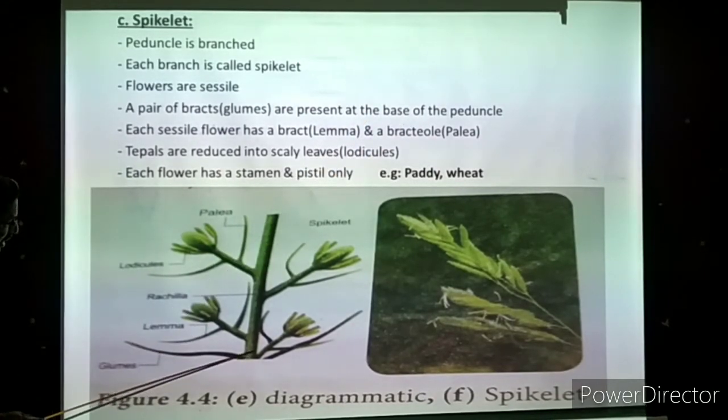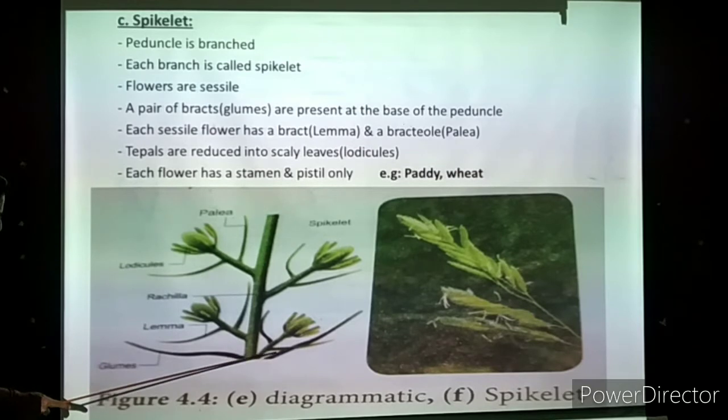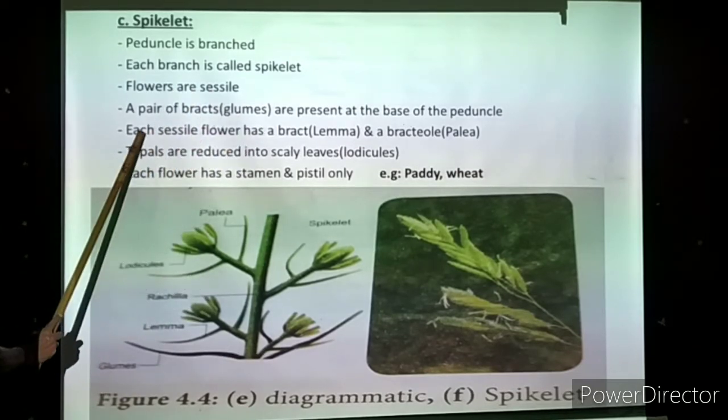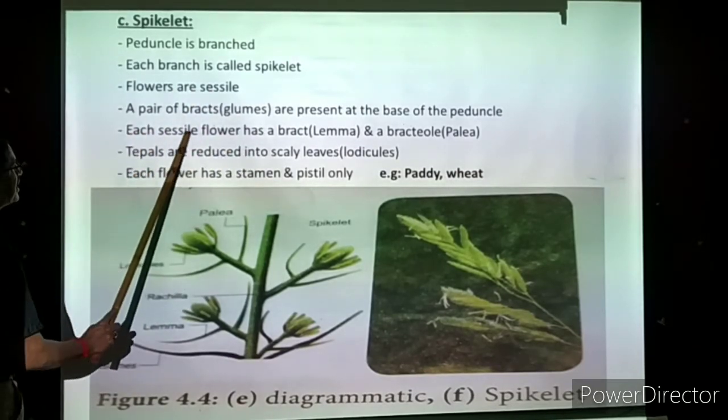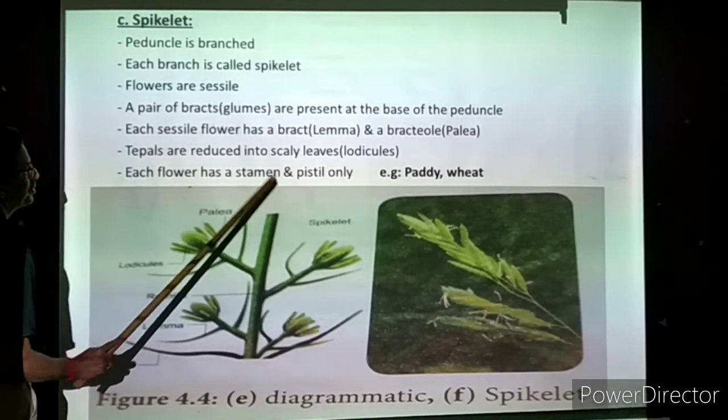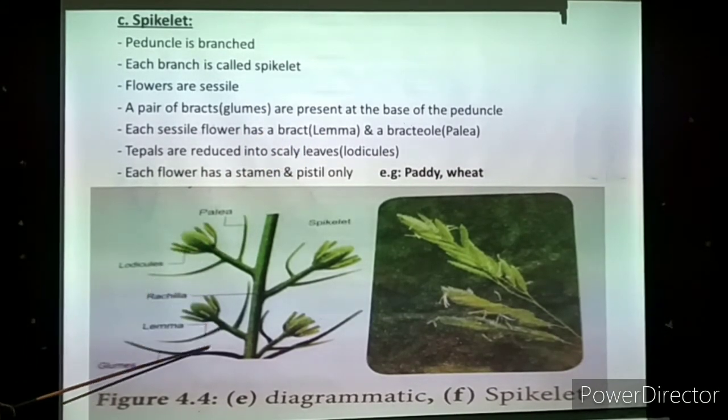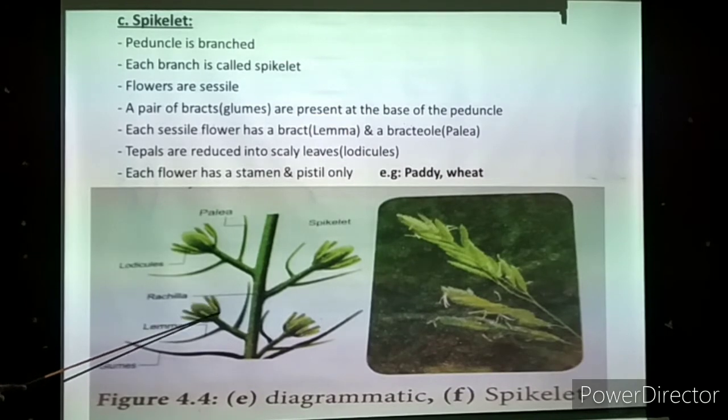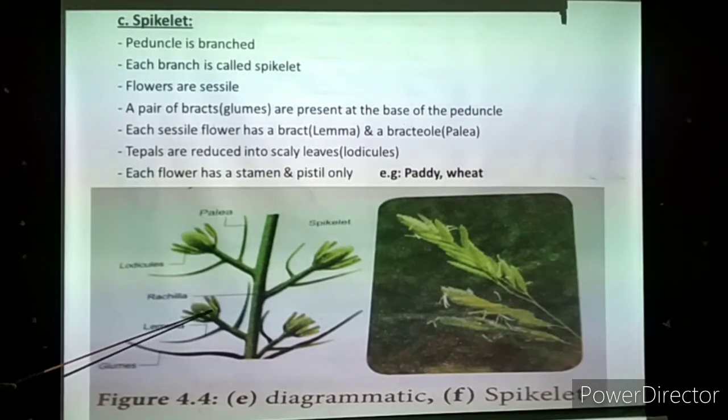Now this is the base of the peduncle, the main stalk. At the base, two bracts will be present. That is a special character. Each sessile flower has a bract. The bract is called a lemma. Now this is the flower. Okay, this is the flower. It does not have a stalk. Only this is the branch.